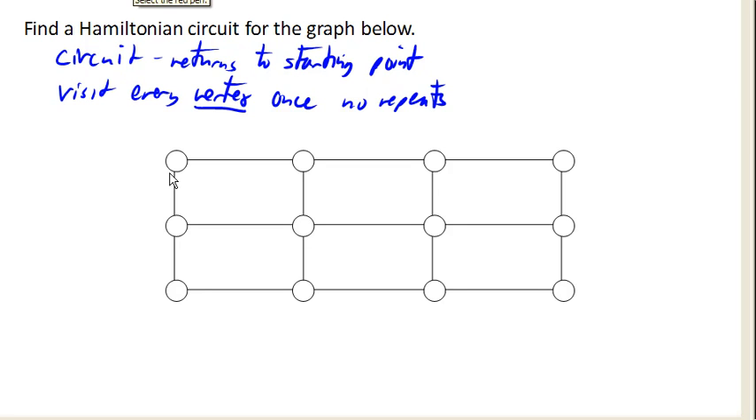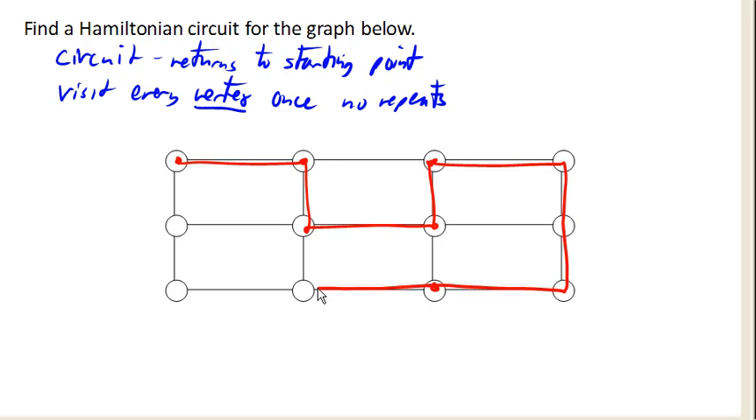So if I start here, I could draw my path this way, and then maybe this way, and this way, and this way. Here, here, here, here. Now notice I would not want to go back up because I've already visited this vertex and I don't need to visit it again. So I'll just continue on. And there we go. There is a Hamiltonian circuit on this graph.